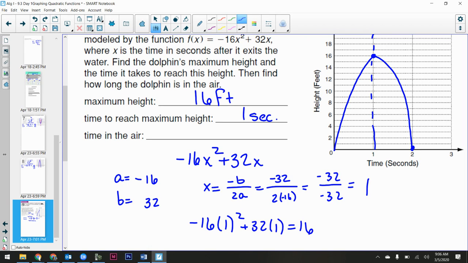So we know it must be parabolic. Whoa, sorry, my right side's a little bit wonky. So 2 seconds total in the air. If it takes 1 second to reach the vertex, the midway point, then it will take another second to come down. Always equivalent on either side. Questions about that?